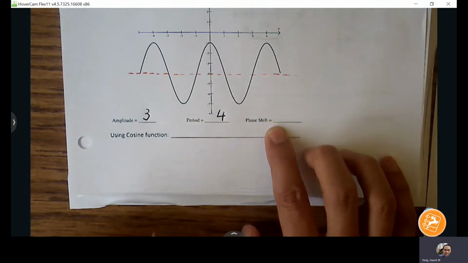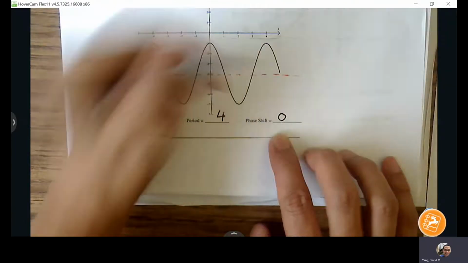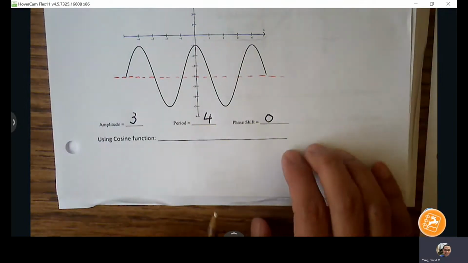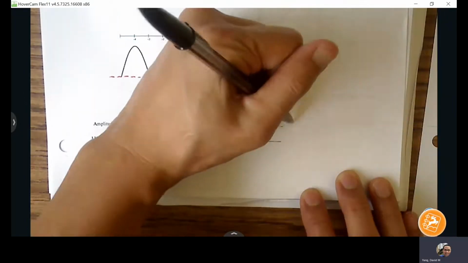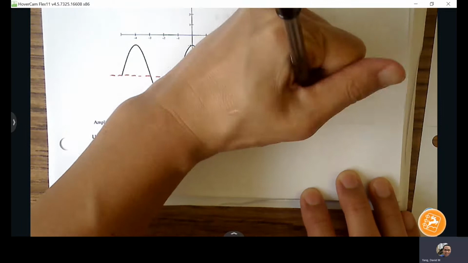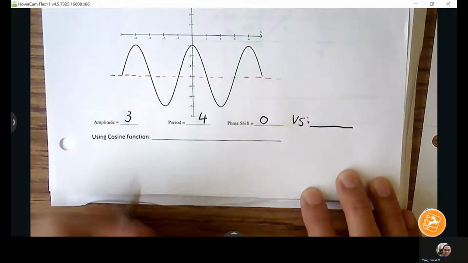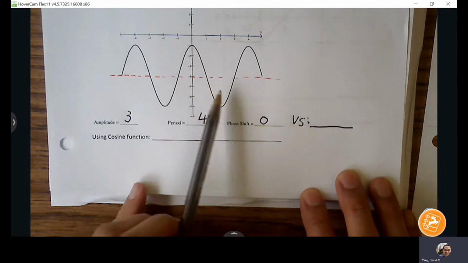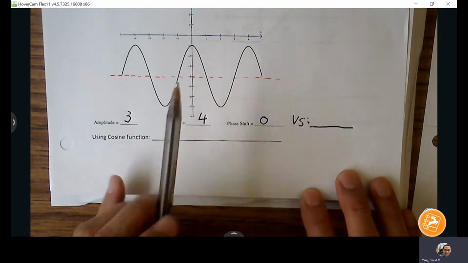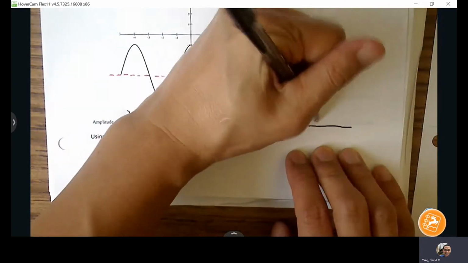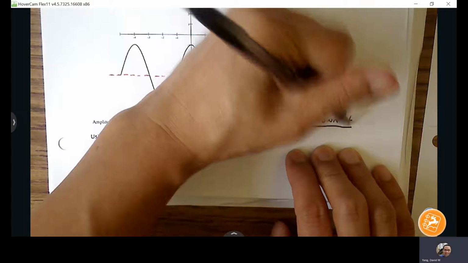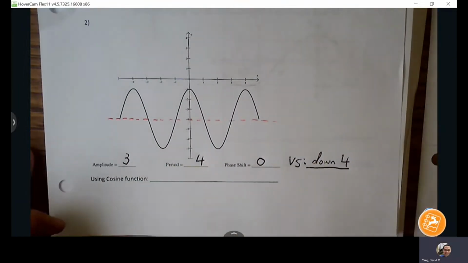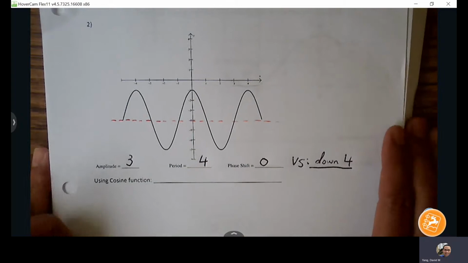Phase shift, we're not going to have any phase shift because it's already starting exactly where we want with the cosine function. But there is a vertical shift, so I'll say Vs. And what's that vertical shift going to be? Good, right? So if you have that dotted line, that's always going to match whatever that vertical shift is going to be. So down 4. Okay, we should have enough information to start building our A, B, C, and D value.